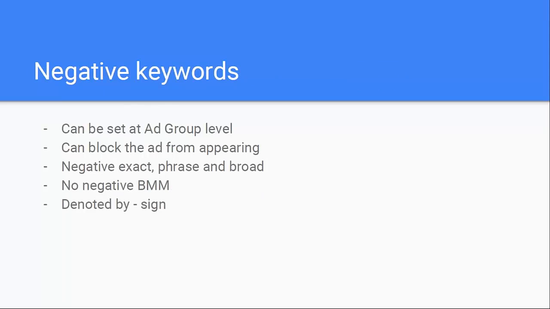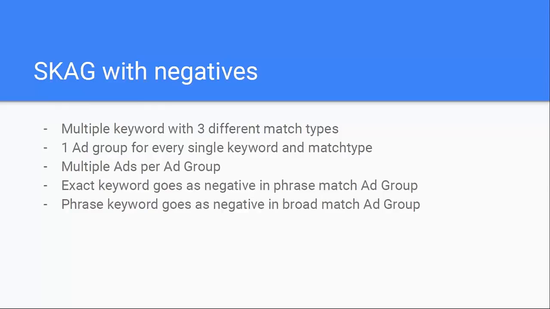This introduces another important keyword match type: negative keywords. These can be set at ad group level, campaign level, and also as a shared negative list, though not at account level. If you add a negative keyword, it will block the ad from appearing. There can be negative exact, negative phrase, as well as negative broad. There is no negative broad match modifier, and it's usually denoted by a minus sign.